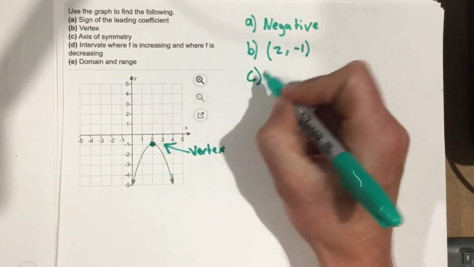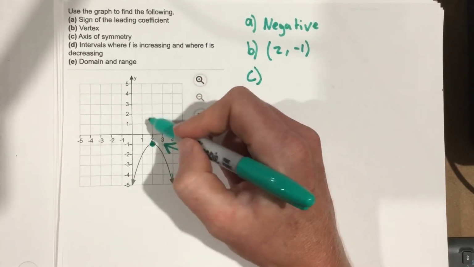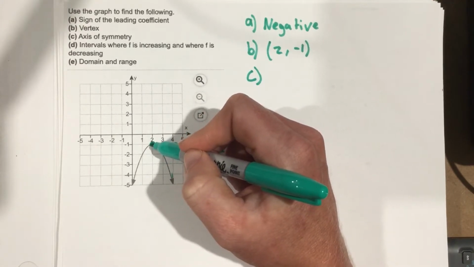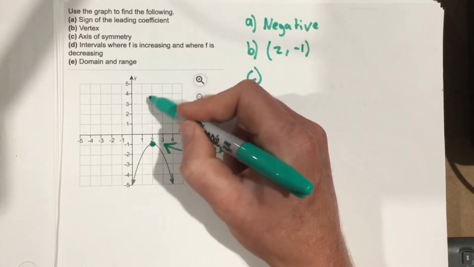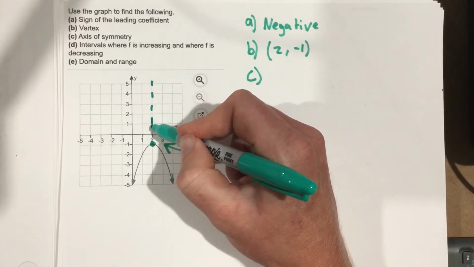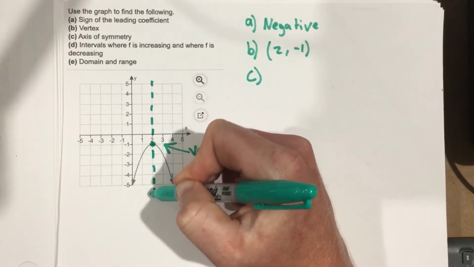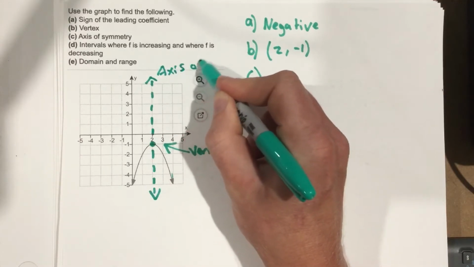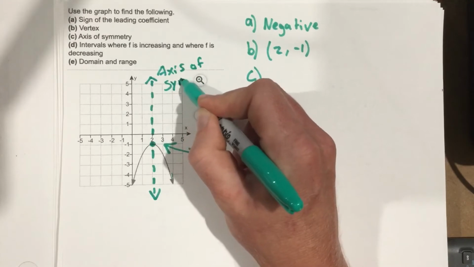Part C, the axis of symmetry. Well, the axis of symmetry is where the vertex is located. The axis of symmetry is the vertical line that goes through the vertex. So this is the axis of symmetry.